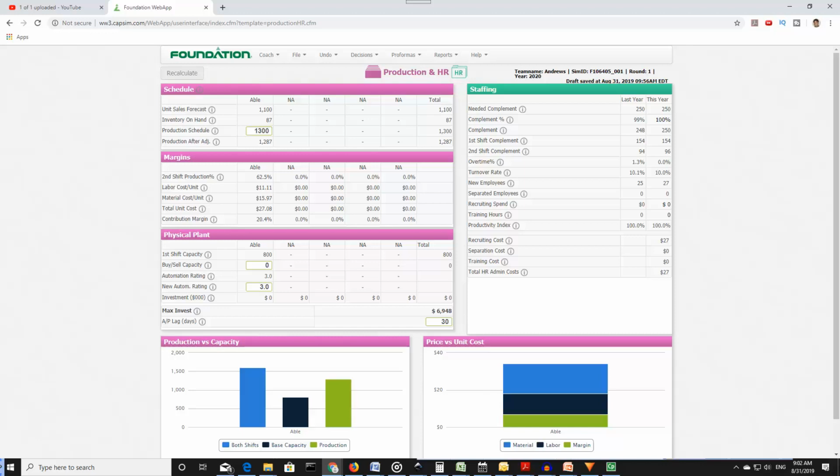Again, we will discuss the HR staffing portion of this dashboard at a later date. For now, we'll conclude discussion of production decisions and move to the last set of decisions pertaining to finance.